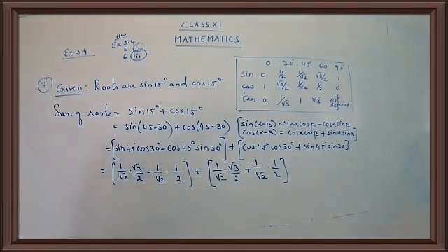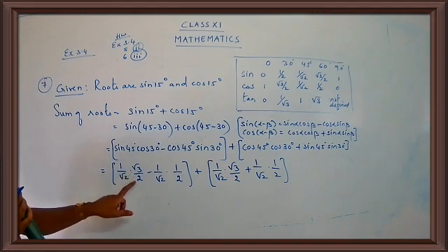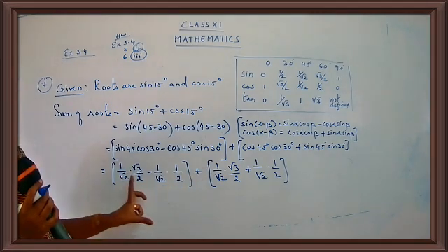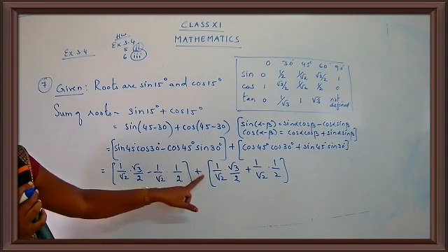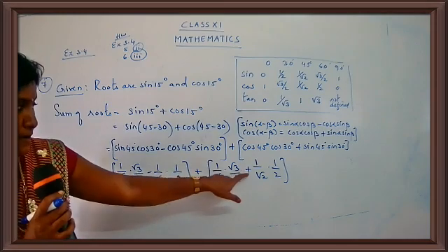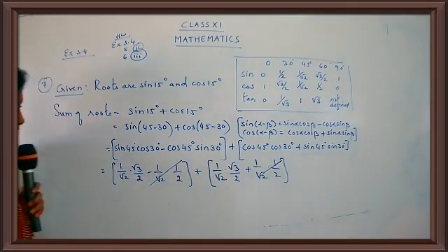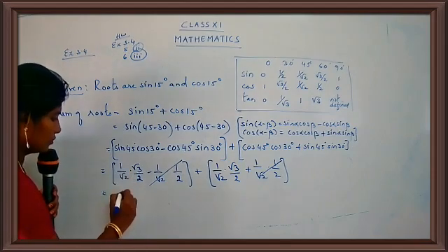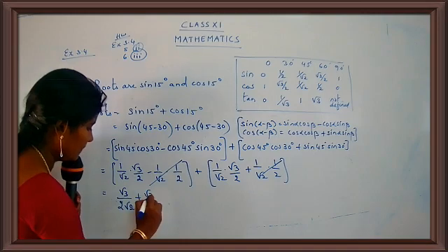Try to see if anything is common and we can cut any terms. This is 1 by root 2. This is root 3 by 2. This is plus, so they will be added. Yeah, this is 1 by root 2 into root 3 by 2, so it will be added. Now this is minus 1 by root 2 into 1 by 2 and this is plus 1 by root 2 into 1 by 2. So we can cancel this term and this term. So what is left here? Root 3 by 2 root 2 plus root 3 by 2 root 2.